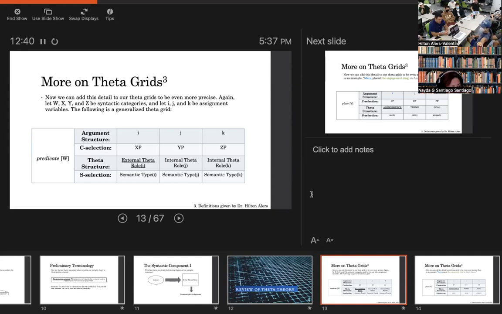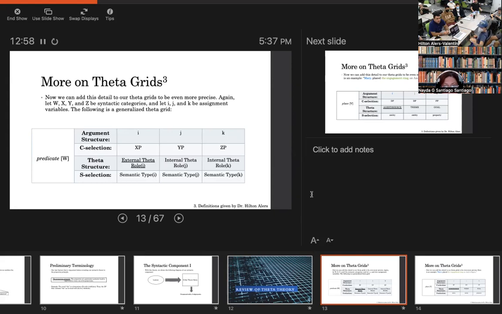So in position I, it needs some phrase X, and it needs to be an XB and it can't be anything else. If there is something else, it's ungrammatical. In position J, we have the same thing for Y, and in position K, we have something for Z. And we'll see an example of how this works a little later.